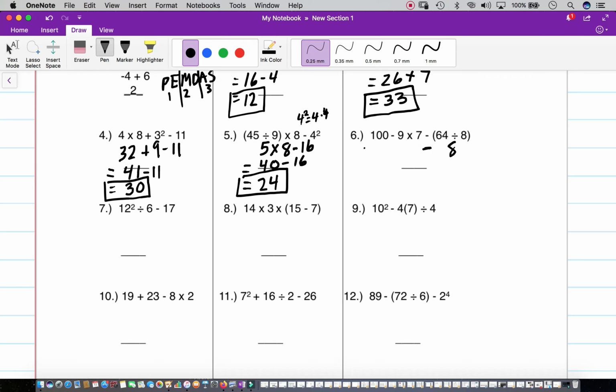Now we can do our multiplication and division, which is in our second house. Okay, so what's 9 times 7? Good, 63. Bring the rest down. Okay, so since we only have subtraction left, of course, we can just answer it from left to right. So what's 100 minus 63?